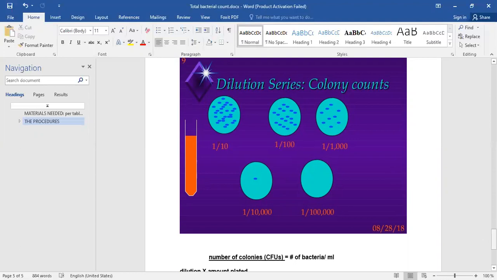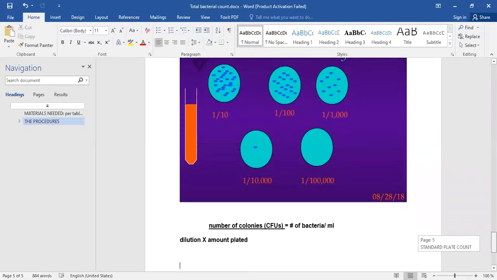So for counting the bacteria in a single 1 ml of sample, we use a formula for the number of colonies using CFU. That is the number of bacteria divided by the dilution into the amount that is plated. What amount we plated in the plate.